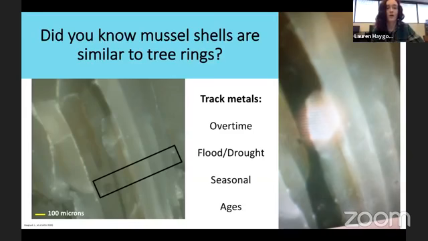So we can look and go, oh, 20 years ago in winter, this is what the metal content was like in the river, and get information like that. And also ages, so we can date each growth layer and figure out what year it corresponded to and figure out whether there is an increase or decrease in metals.